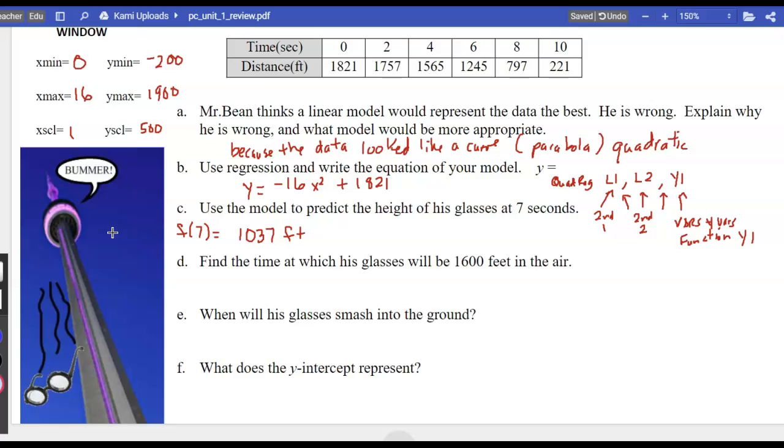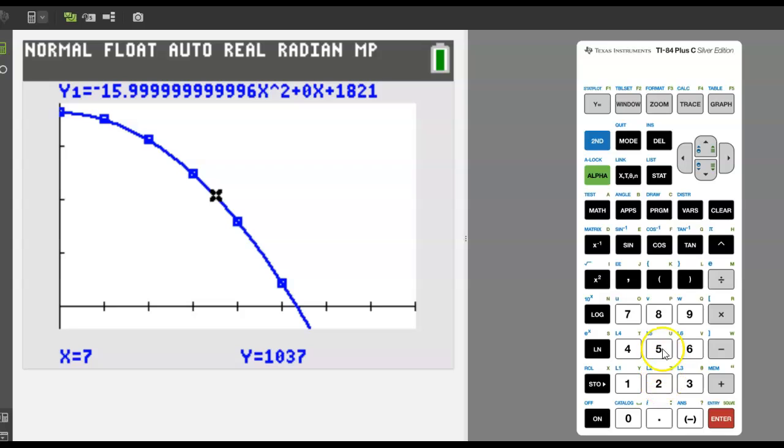All right, now the question is at what time? We don't know the x, but we do know that the y value is 1600. So let's go to our calculator. I'm still on the trace mode, so I'm just going to hit trace and go back to 1600. You could do intersect if you wanted, but I'm just going to do an approximation here. So I can see at 1609 feet, it took 3.6 seconds to get there.